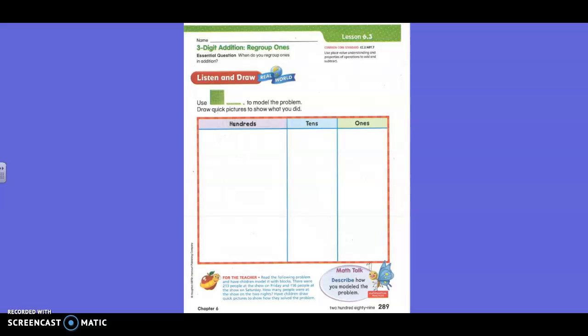Hey, second grade. Today we're going to record three-digit addition using the standard algorithm with possible regrouping of ones, which basically means it's a fancy way of saying we're going to stack and add and regroup our ones to the tens. Okay? All right, so here's our story.